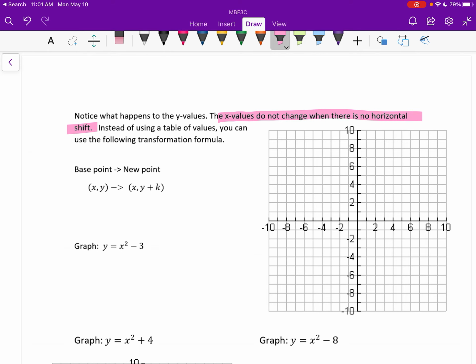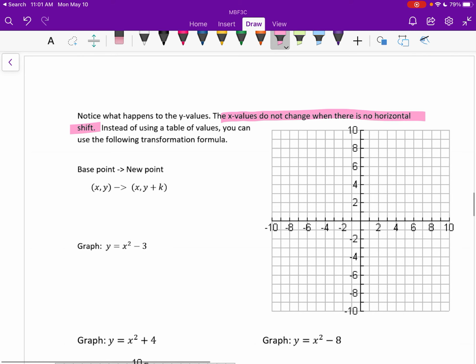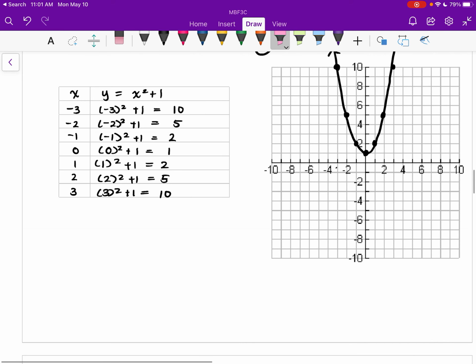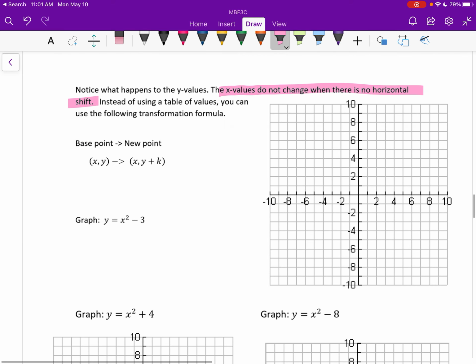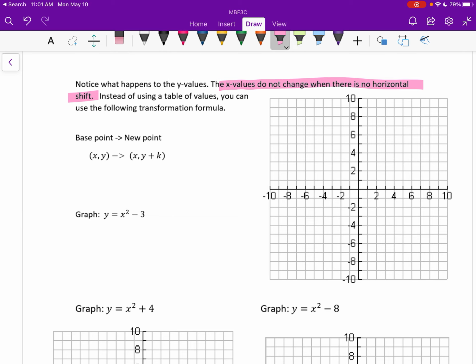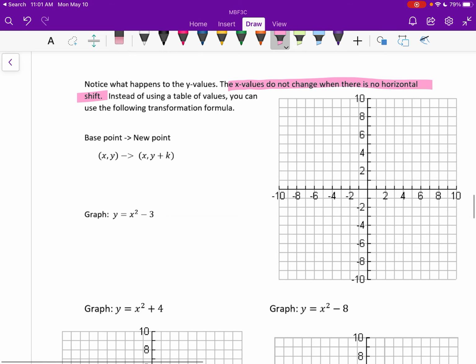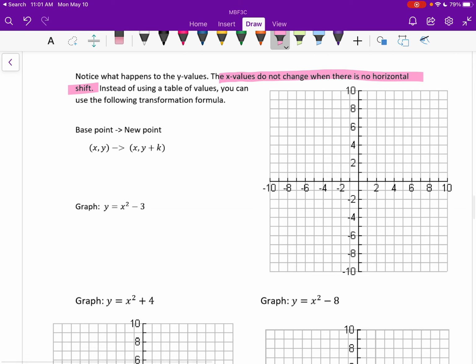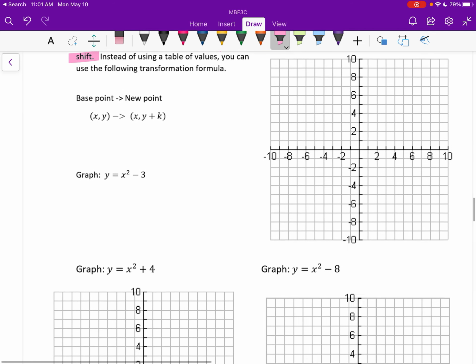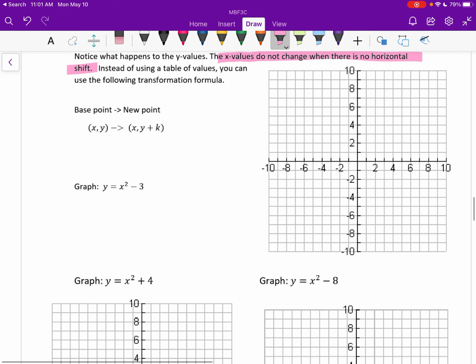So instead of having to go in and always going, okay, like -3 squared plus 1 equals 10, what you could do is that if you know what the points of the original equation are, you can just add 1 or add k to your y values. So you just need to add to the y values because your x values stay the same. So I'll show you what this looks like because it makes graphing just so much easier.